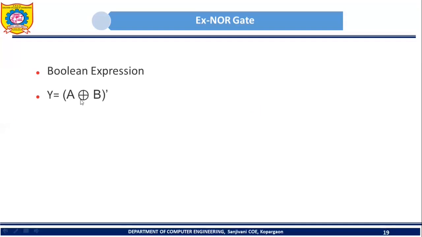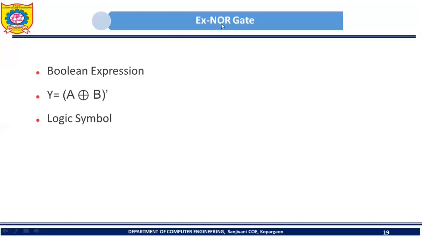I told you that this particular symbol indicates which logical operation? XOR. So (A XOR B) complete in bracket, prime. It means we are taking the complement of the XOR operation between A and B. So if we take the complement of XOR operation between A and B, we will get XNOR operation.